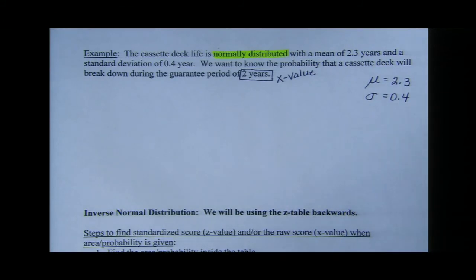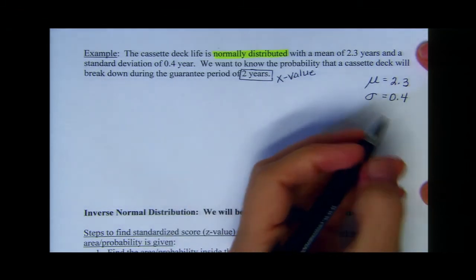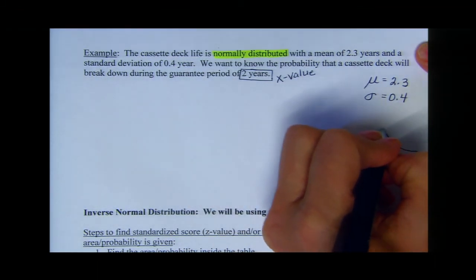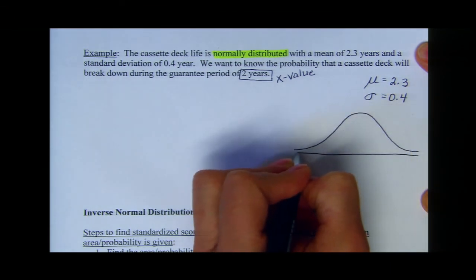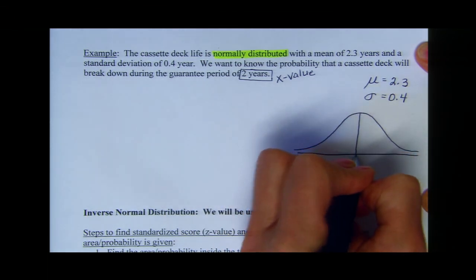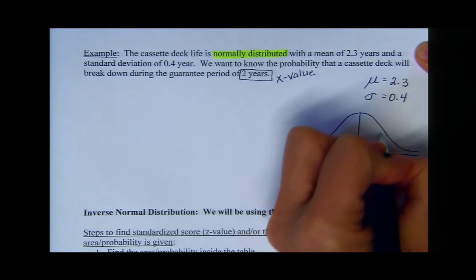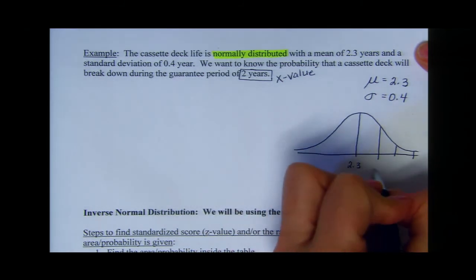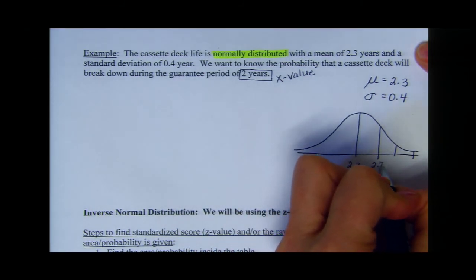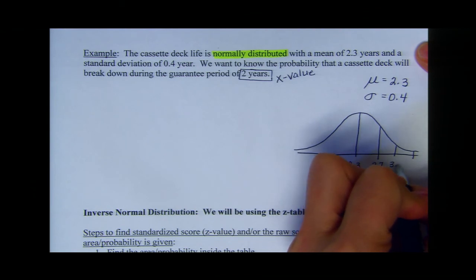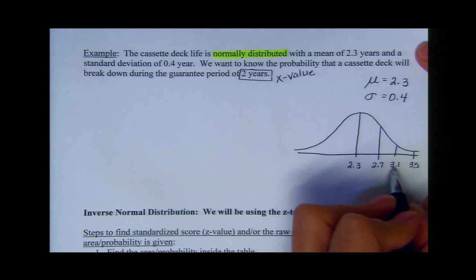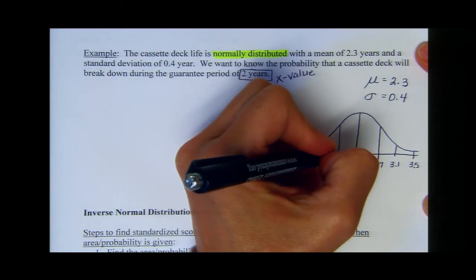Now, on the previous examples, I did not draw the curve. You don't have to. I am going to on this one, just to get a little refresher, plus we need to discuss whether it's a less than, greater than problem. So mu is 2.3. And as I go to the right, I'm going to add 0.4. So this would be 2.7, 3.1, 3.5. So this deals with 2.7 years, 3.1 years, 3.5 years.